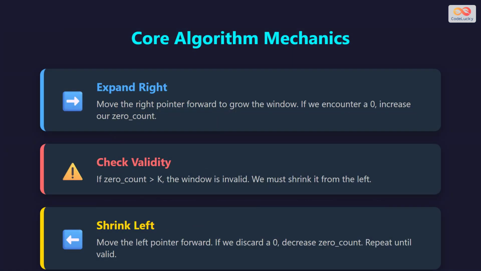The algorithm works in 3 main phases. First, we expand the window by moving the right pointer and counting zeros. Second, if the zero count exceeds k, the window becomes invalid. Third, to fix this, we shrink the window from the left until the count is valid again. We repeat this process while tracking the maximum window size.